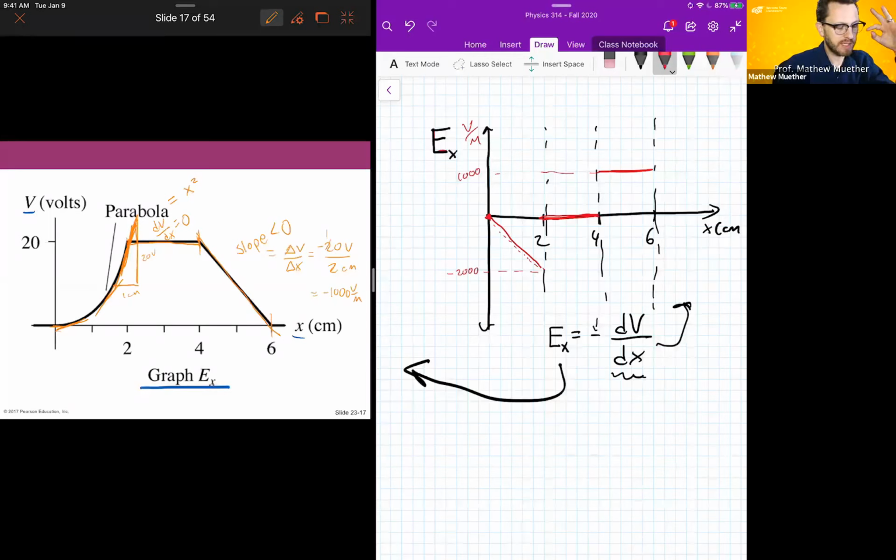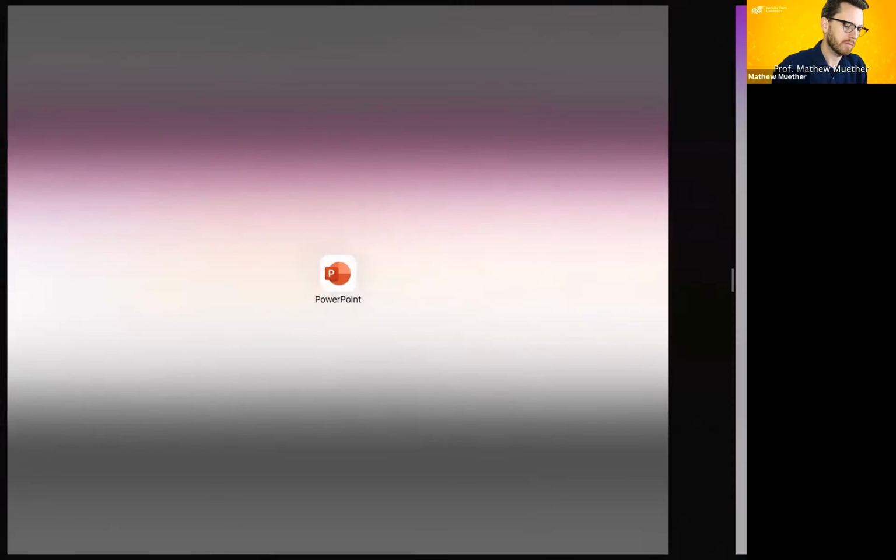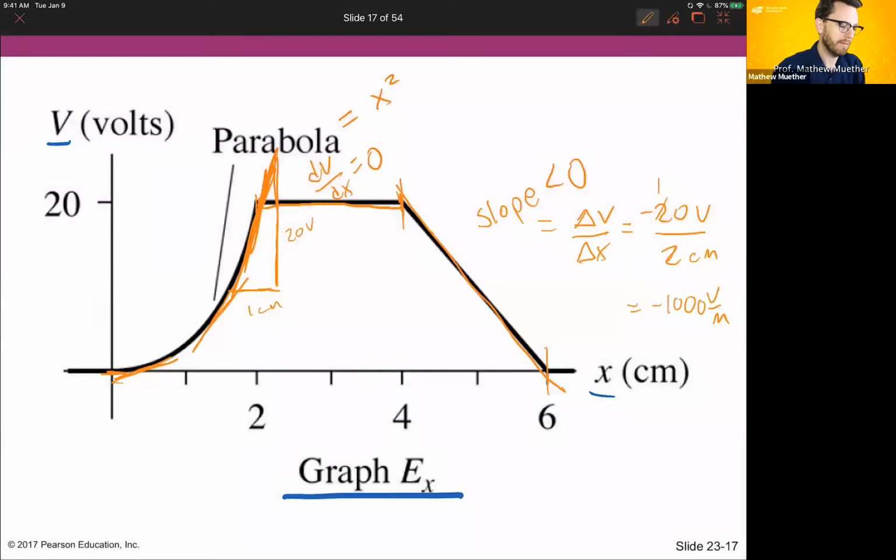If we wanted to get the exact value, we would need the functional form for that parabola, and we could calculate the derivative of that and evaluate it at that specific point. Okay, questions about that?